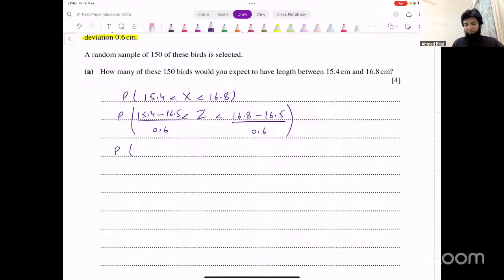Let's calculate this and see what this turns out to be. Minus 1.1 divided by 0.6. What are the z values that we're getting? Okay, let's go back to that after this question first.